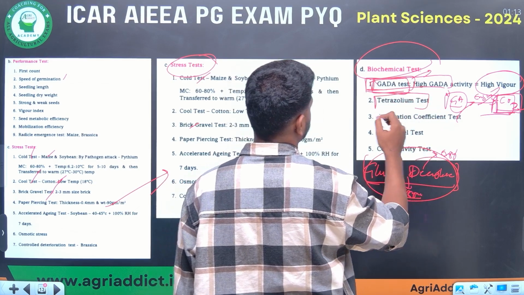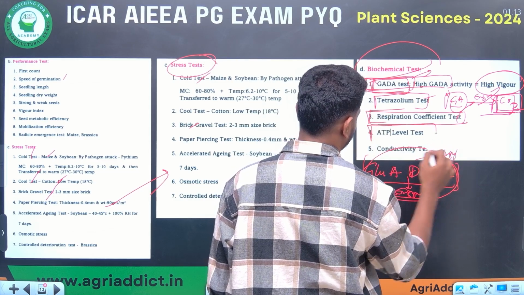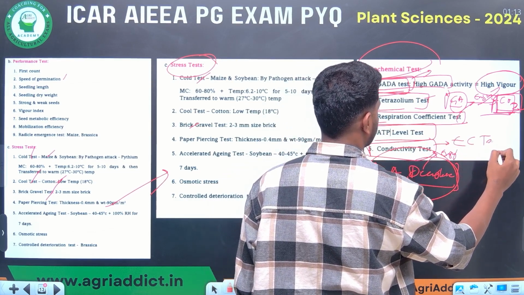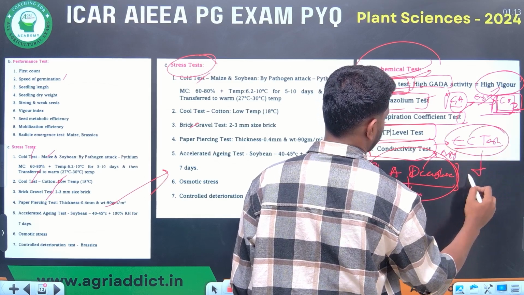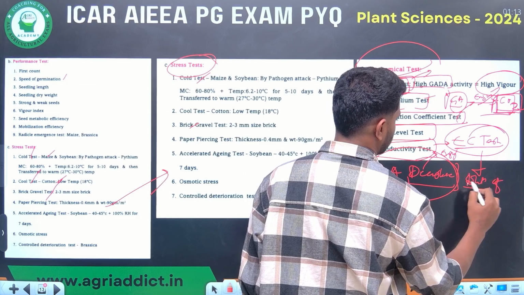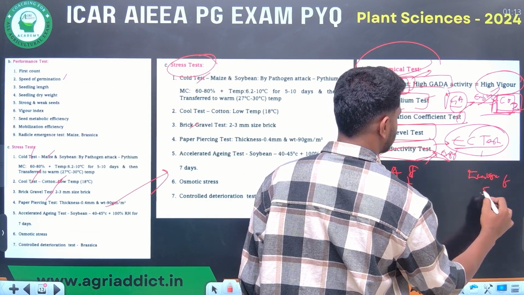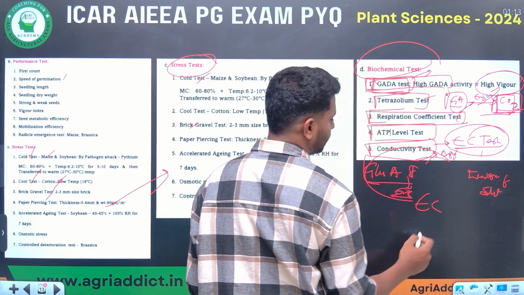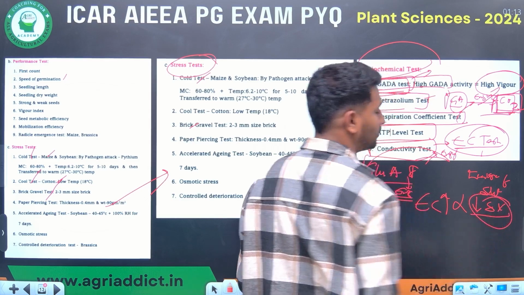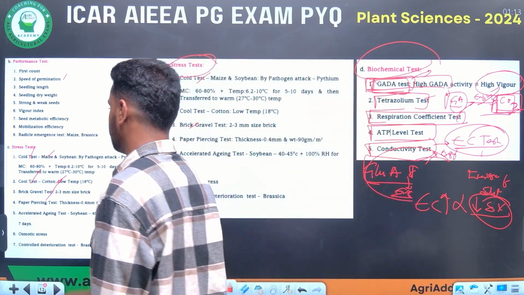Next we have the tetrazolium test, which you already know about, the respiration coefficient test and the ATPase level test, and the electrical conductivity test. Both names are the same, do not get confused. It is one and the same, where we try to calculate the leakage of solutes. So I'm repeating it again: if the EC value is high, that means the seeds are less vigorous. Remember this point. This might confuse you if you do not remember it.